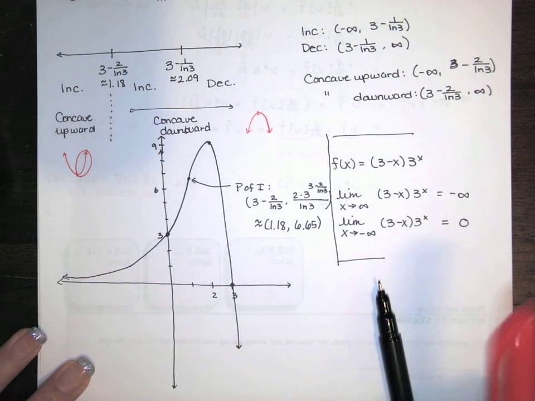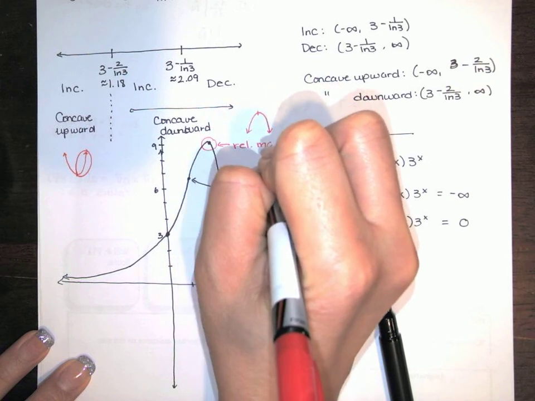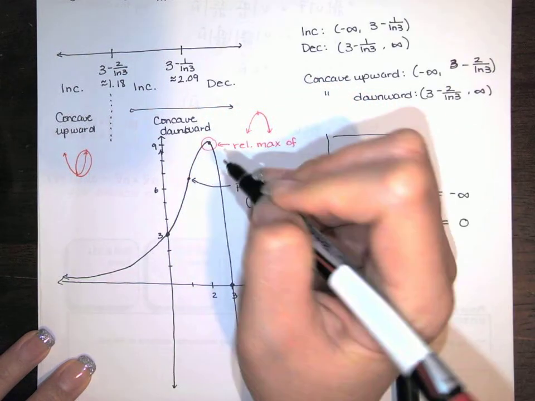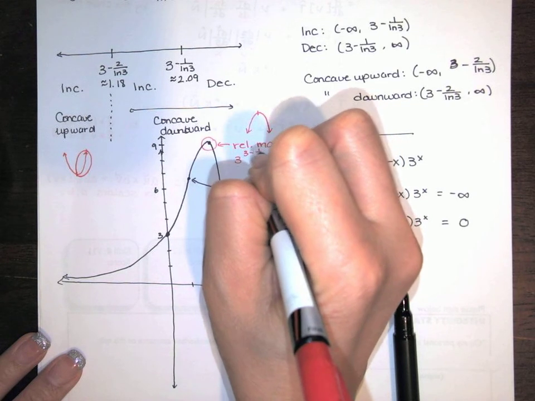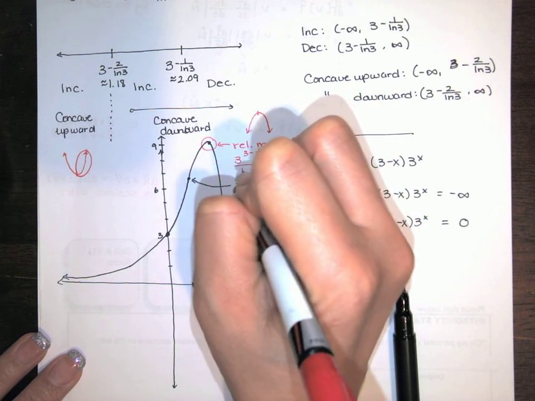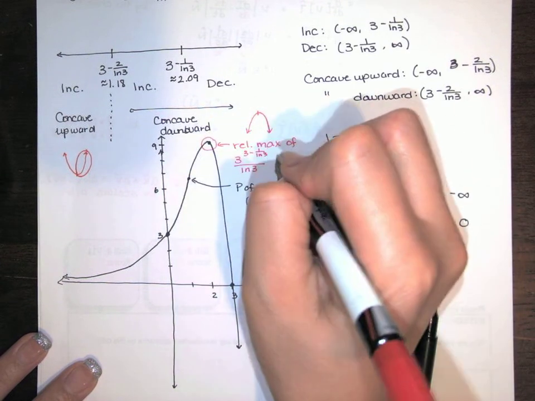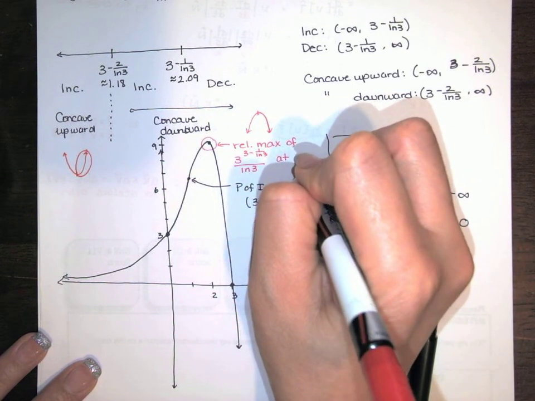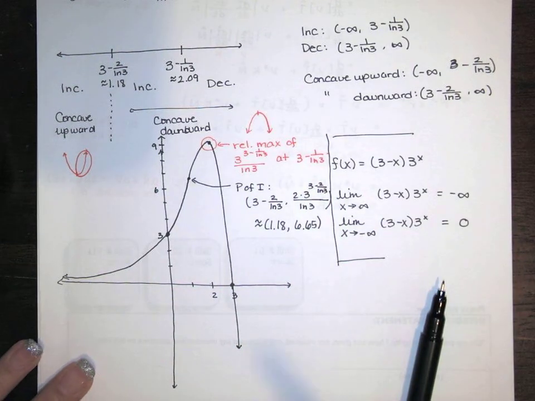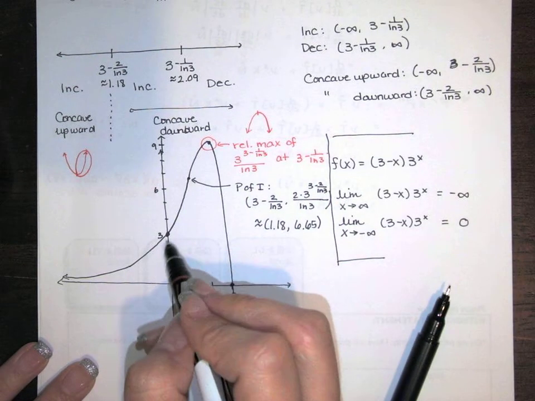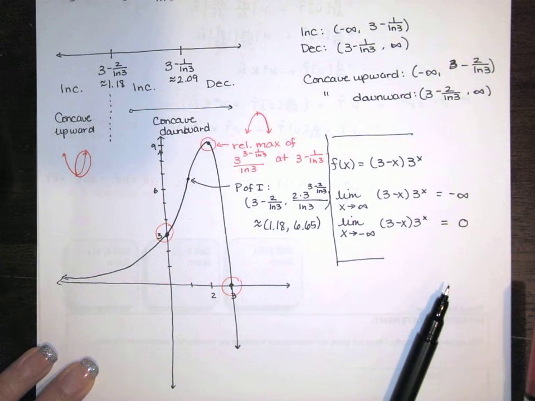And we've got a relative max right here. And the relative maximum value is 3 raised to the 3 minus 1 over natural log of 3, divided by natural log of 3. And it occurs at this x value that goes with it: x equals 3 minus 1 over natural log of 3. And we've got our x and y intercepts. Our y-intercept is right there, our x-intercept is right there.